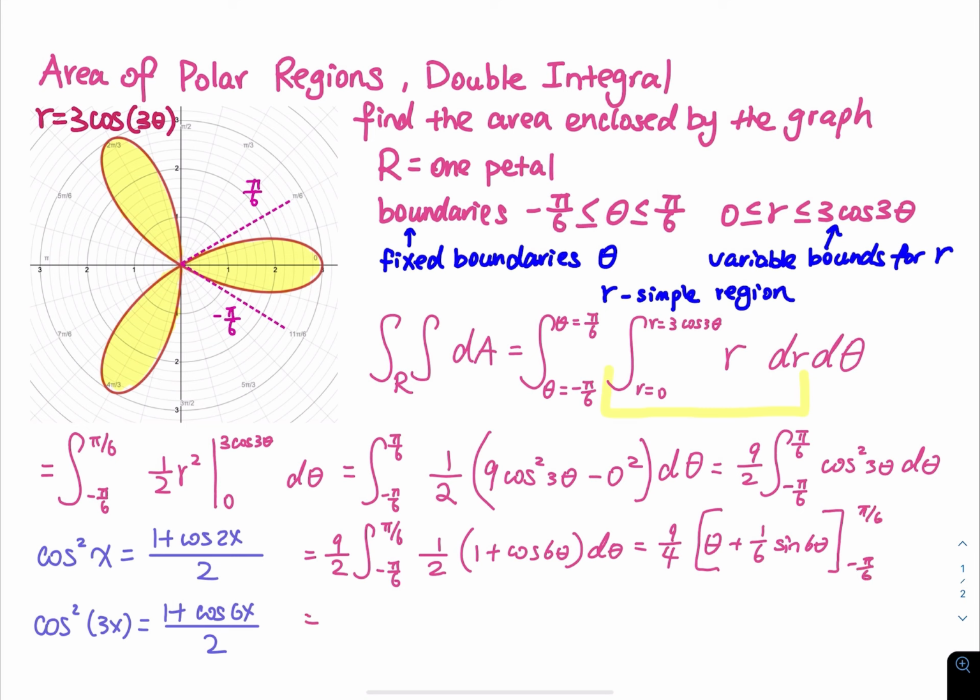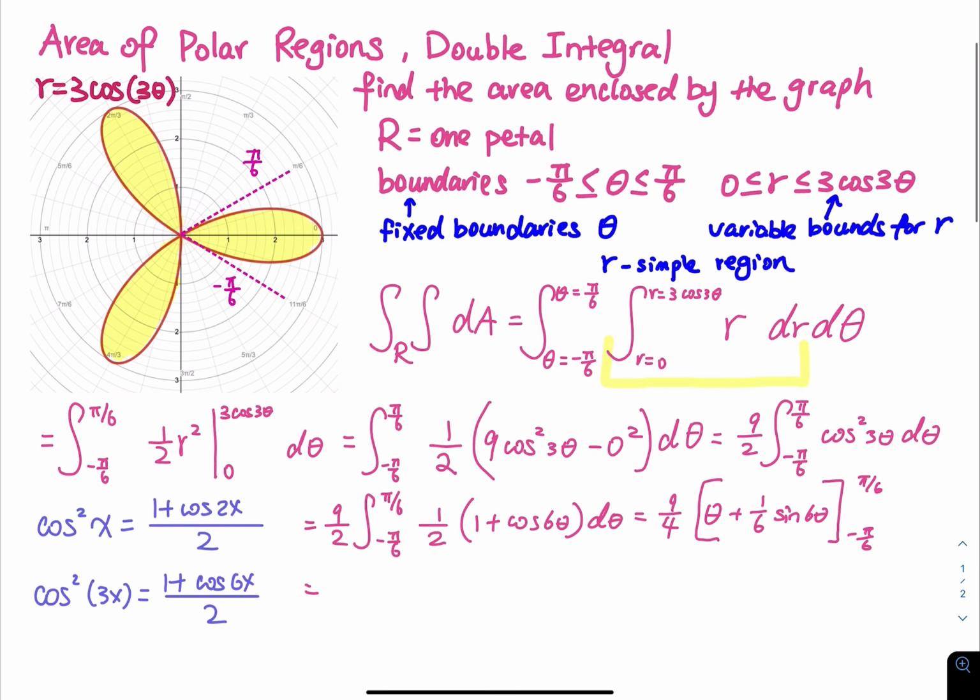So we have 9 over 4, and first of all, we have pi over 6 plus 1 over 6. Plug in pi over 6, we have sine of pi. And then minus 9 over 4, and then we plug in negative pi over 6, plus 1 over 6, sine of negative pi.